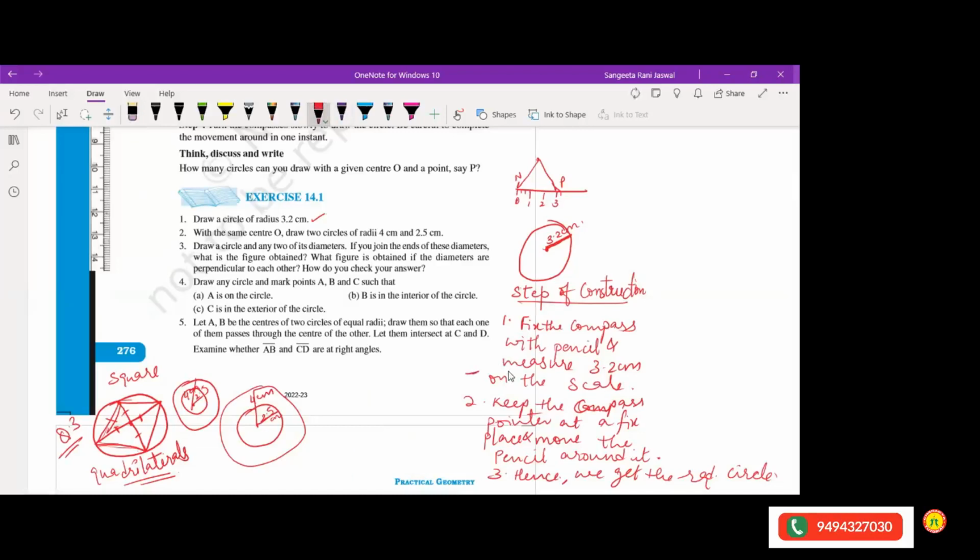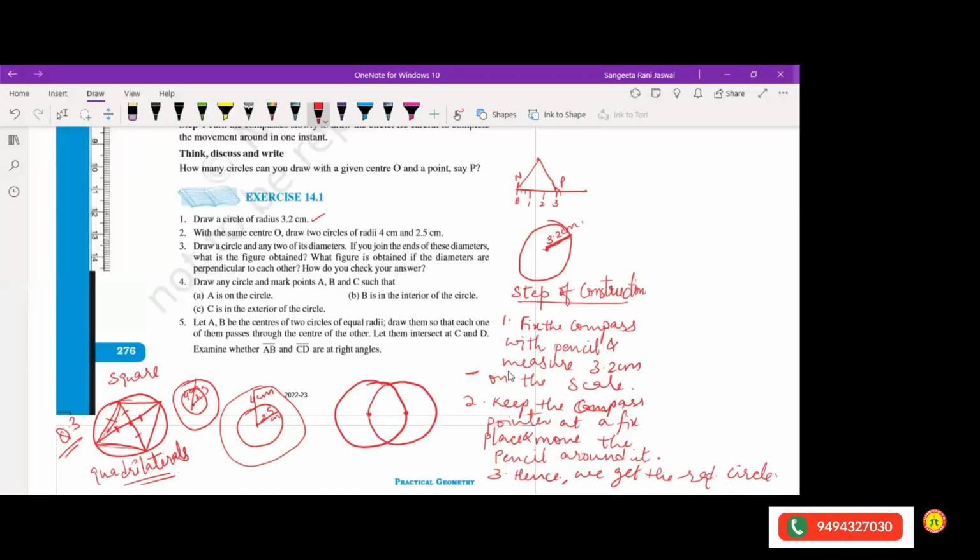Children, understand the question. Let A and B be the centers of two circles of equal radii. Draw them so that each of them passes through the center of the other. Now I make one circle like this. This is the center of this one. Now I have to make another circle that passes through the center of this one, like this.